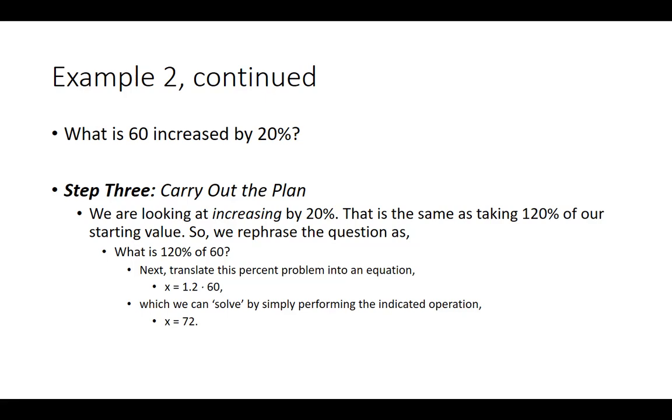Next, translate this percent problem into an equation. What is x equals 120%, we would move the decimal 2 to the left, 1.2, of times, and then 60 would just be 60. We can solve x equals 1.2 times 60 by simply performing the indicated operation, which is multiplication. 1.2 times 60 is 72. So x equals 72.